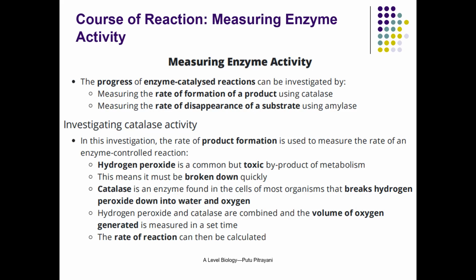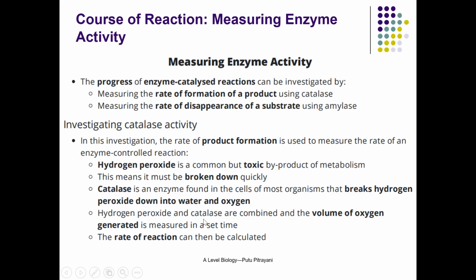Oxygen is a gas, and by using several ways, we can measure how much oxygen is produced in the reaction. By calculating the amount of oxygen produced in certain times, we can make a graph to know the rate of formation of the product, oxygen. And at the same time, we can know the activity of the enzyme catalase to speed up the breakdown of the hydrogen peroxide. Okay, so catalase is the enzyme found in the cells of most organisms that can break down hydrogen peroxide into water and oxygen.